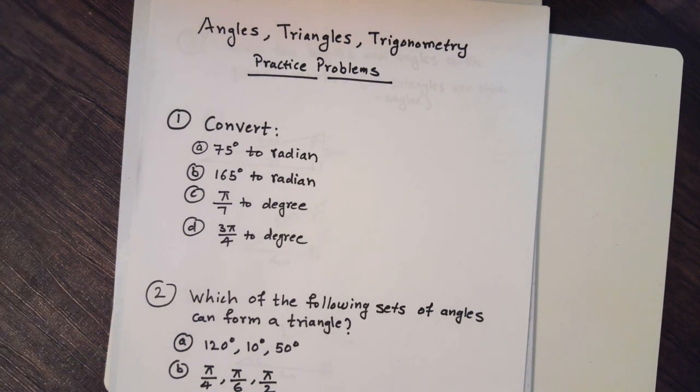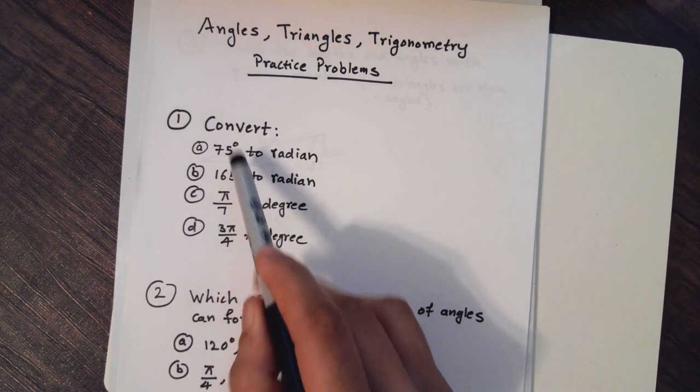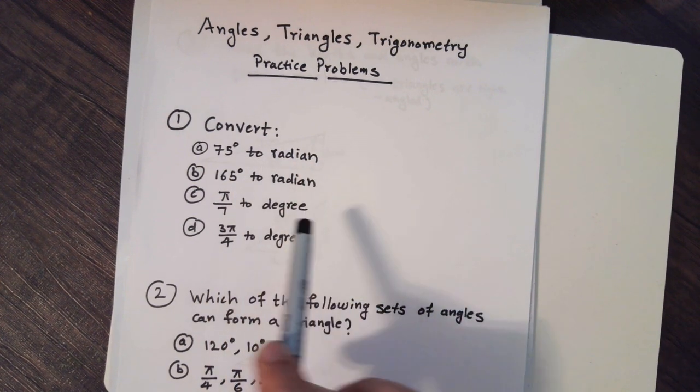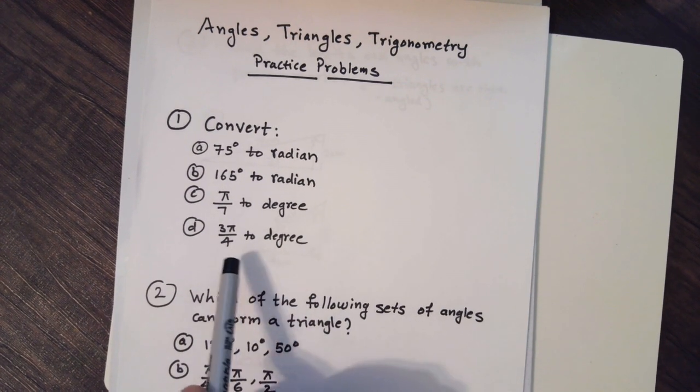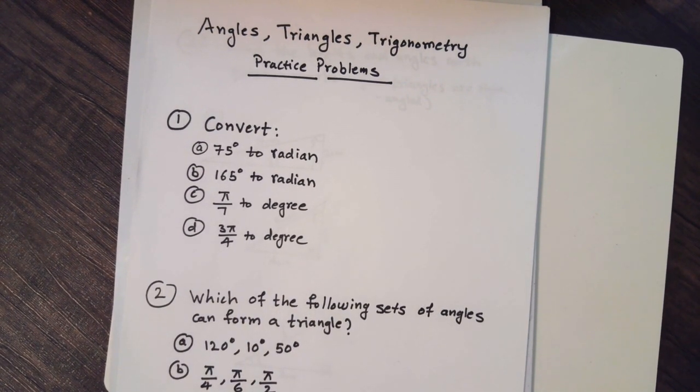The first problem, or set of problems, actually, there's one, and there are four sub problems in it, so to speak. There's a collection of four problems of the same type. So it says, convert 75 degree to radian, 165 degree to radian, pi over 7 to degree. Do you remember what I said earlier in my previous talk, that if you have a little circle here, that's a degree, and in this case, clearly it's a degree, and you're being asked to convert it to radian. Over here, the circle is not there, so that is already in radian. You have to convert it to degree, 3 pi by 4, convert it to degree.